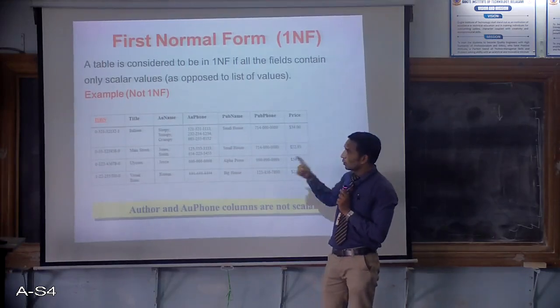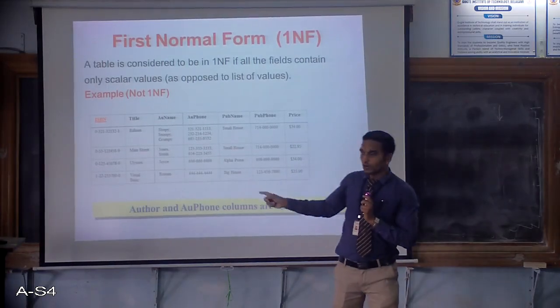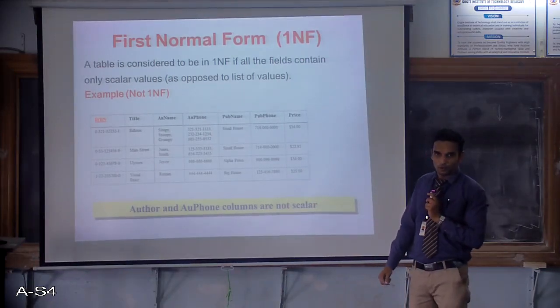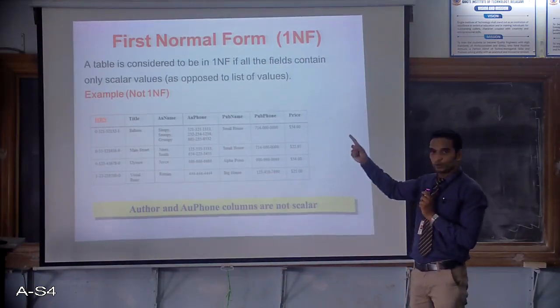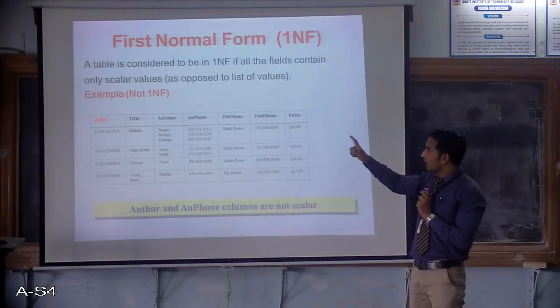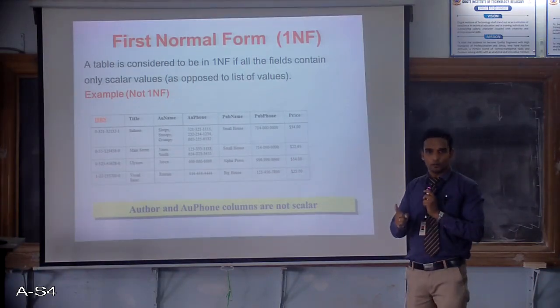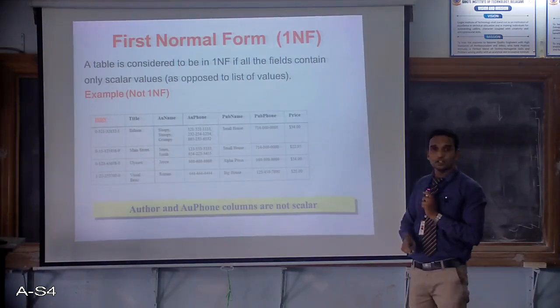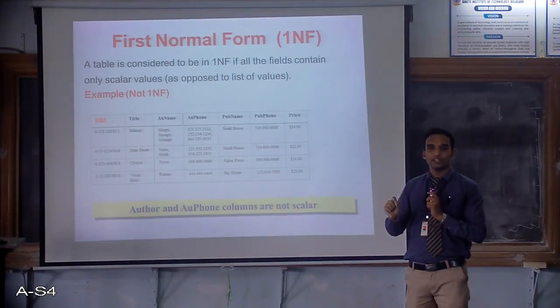So if you look at this table, the question might be asked, is this table in 1NF? What you should do is read the definition of it. What does the first normal form say? A table is considered to be in first normal form if all the fields contain only scalar values, that is, single values.